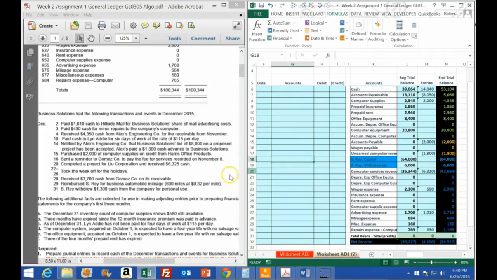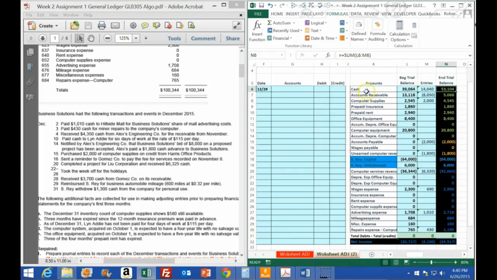Okay, so then we're moving to the 1229, which says reimburse SRIVE for business automobile mileage for 600 miles at 32 cents a mile. Okay, so is cash affected? In this case, yes. So what's happening is we're paying the owner for the mileage that was used out of the personal account. So we're taking it out of the business account and paying it basically to the personal account.